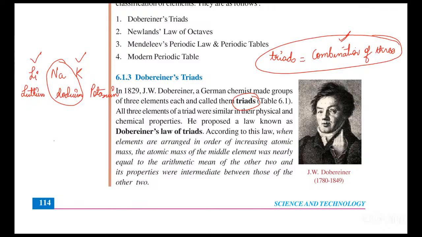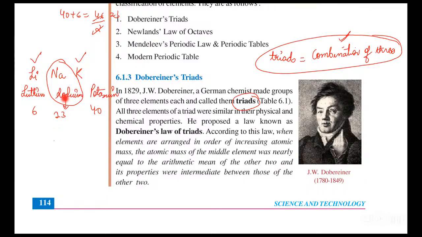For example, the atomic mass of lithium is 6. Atomic mass, what is it? The mass of an atom, that is called atomic mass. And the atomic mass of potassium is 40. If you take the average of it, what is the average? Sum divided by 2. So 40 plus 6 is 46, divided by 2 is 23. And really, the sodium mass is also 23.